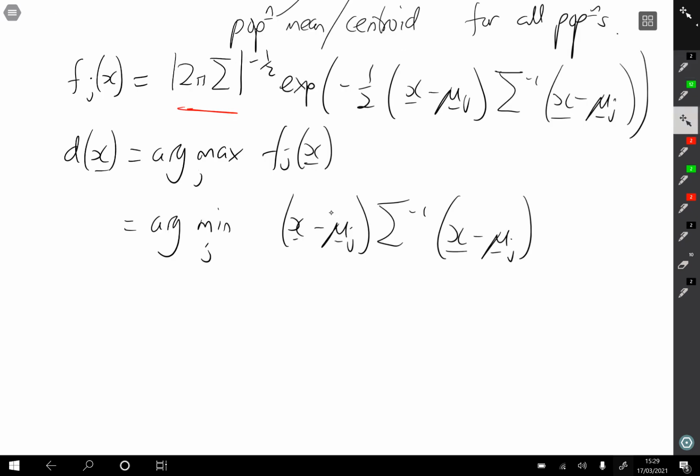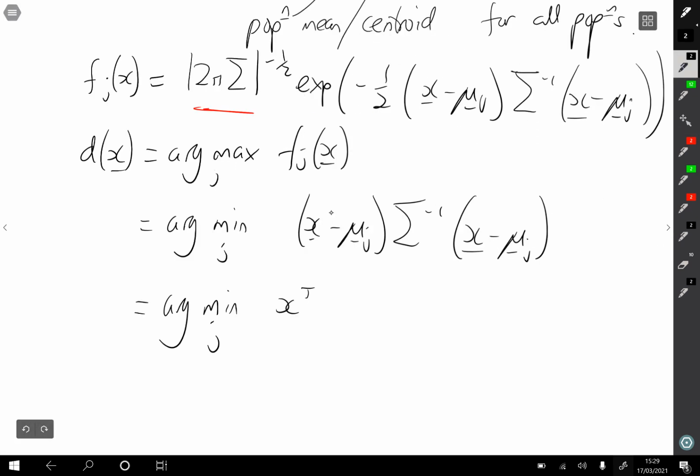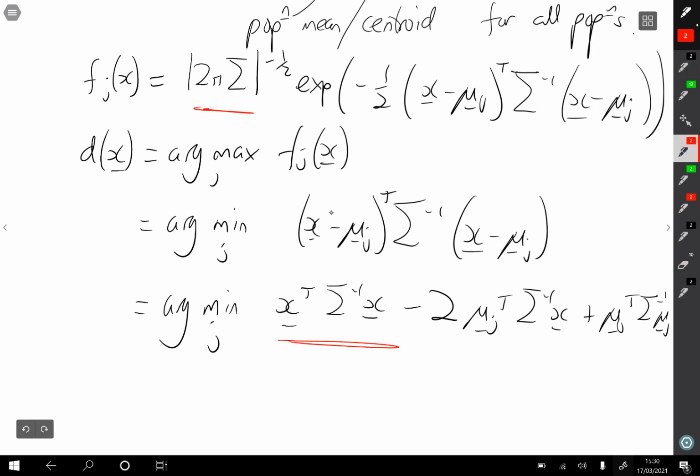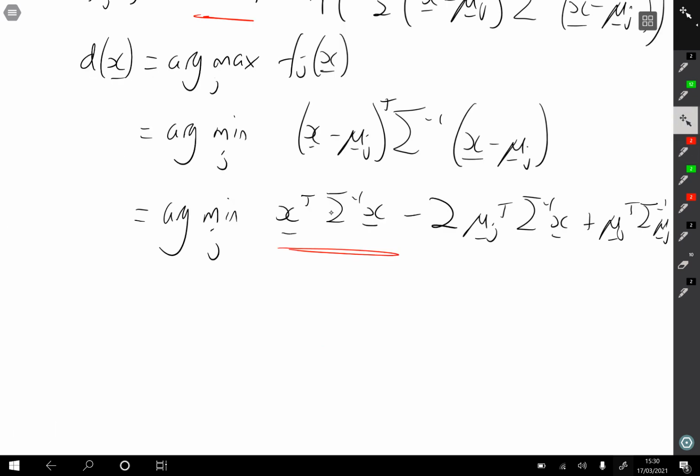We can go further than this. If we expand out the brackets, we get x transpose sigma inverse x minus 2 lots of mu j transpose sigma inverse x plus mu j transpose sigma inverse mu j. The first term doesn't depend upon j, so we can ignore it in the minimization. So all we need to think about is the remaining terms. I'm just going to take a minus sign out here.